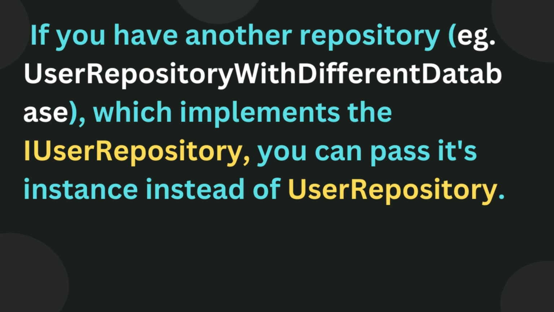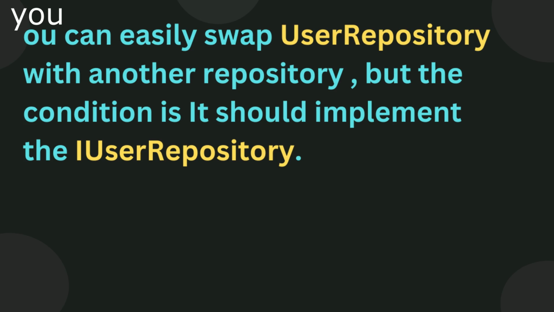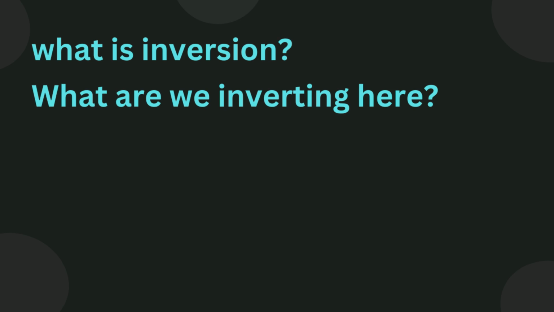If you have another repository, for example a UserRepository with a different database which implements the IUserRepository, you can pass its instance instead of UserRepository. You can easily swap UserRepository with another repository, but the condition is it should implement the IUserRepository. UserService doesn't care if you pass the instance of UserRepository or the UserRepository with a different database, because both implement the same interface.